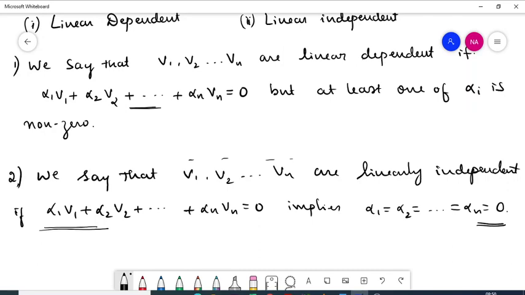This may be asked in the examination. I hope this is not included even in the second CIE, so it will appear directly in the examination. You may get a question like: define linear dependent and independent vectors with examples. Then write down the definition of linear independent vectors: alpha 1 v1 plus alpha 2 v2 and so on alpha n vn equal to 0 implies all scalars are 0. Otherwise v1, v2, ..., vn are called linearly dependent. Then give examples.